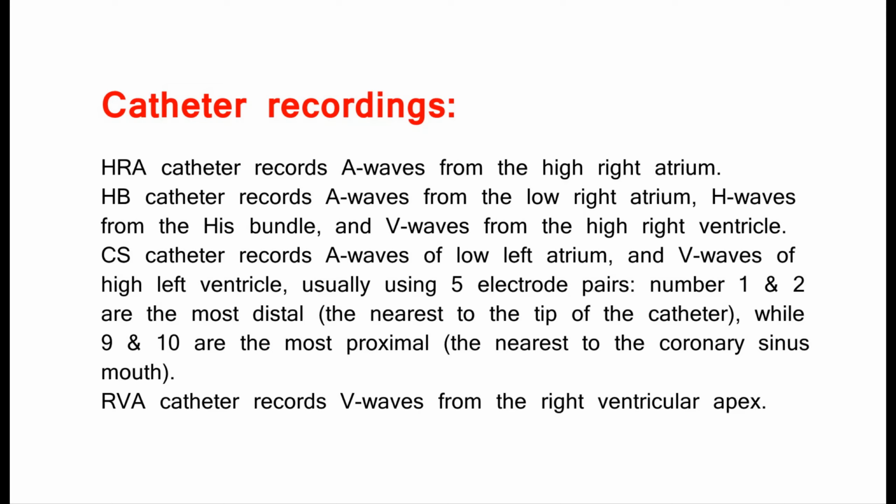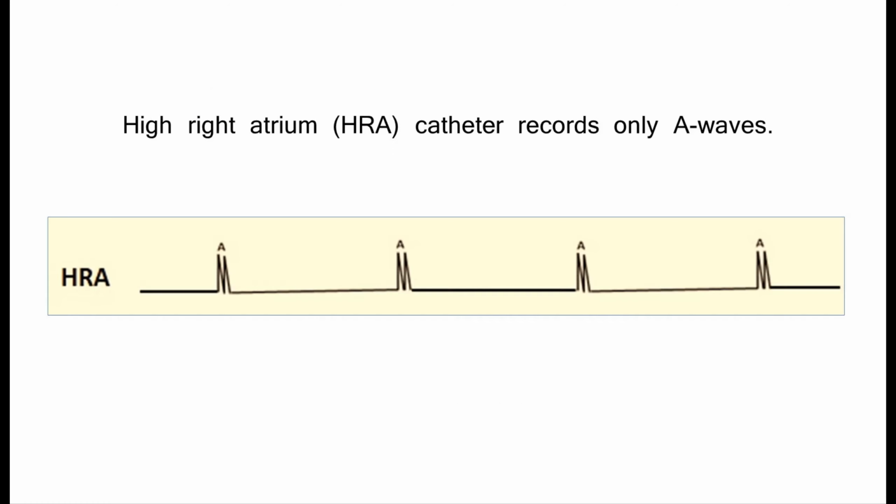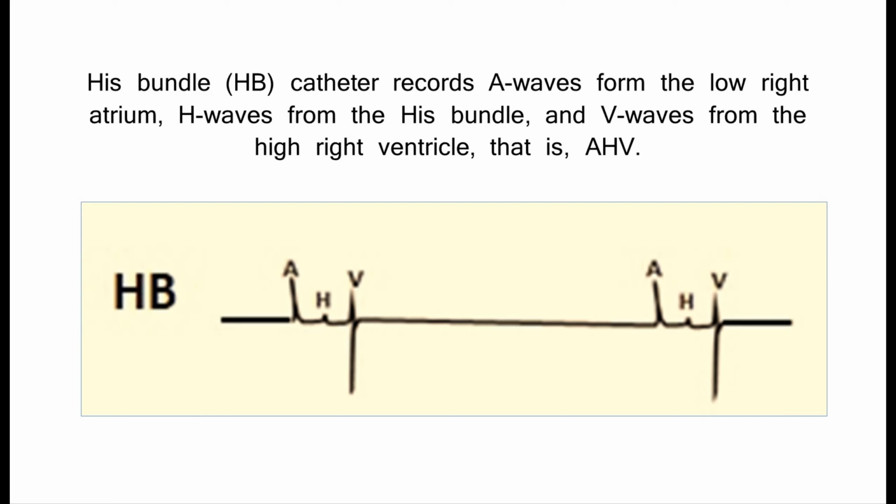Number 1 and 2 are the most distal, the nearest to the tip of the catheter, while 9 and 10 are the most proximal, the nearest to the coronary sinus mouth. RVA catheter records V waves from the right ventricular apex. High right atrium, HRA, catheter records only A waves. His bundle HB catheter records A waves from the low right atrium, H waves from the his bundle, and V waves from the high right ventricle, that is, AHV.